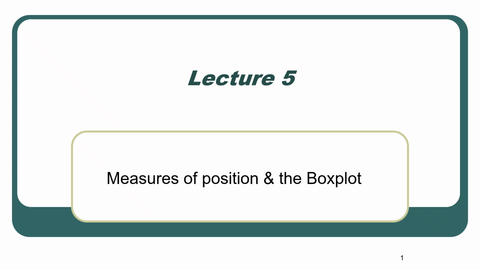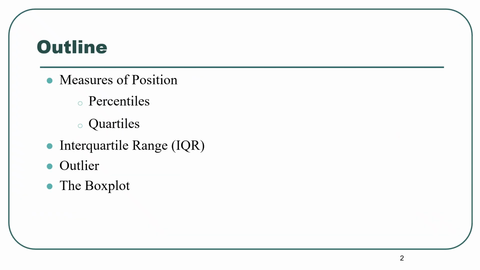Hello, this is lecture 5, measures of position and the box plot. What we are going to discuss today is measures of position, percentiles, quartiles, and then we are going to talk about the interquartile range, how to calculate it, outliers, and how to detect them using the box plot rule. And we are going to, of course, introduce the box plot.